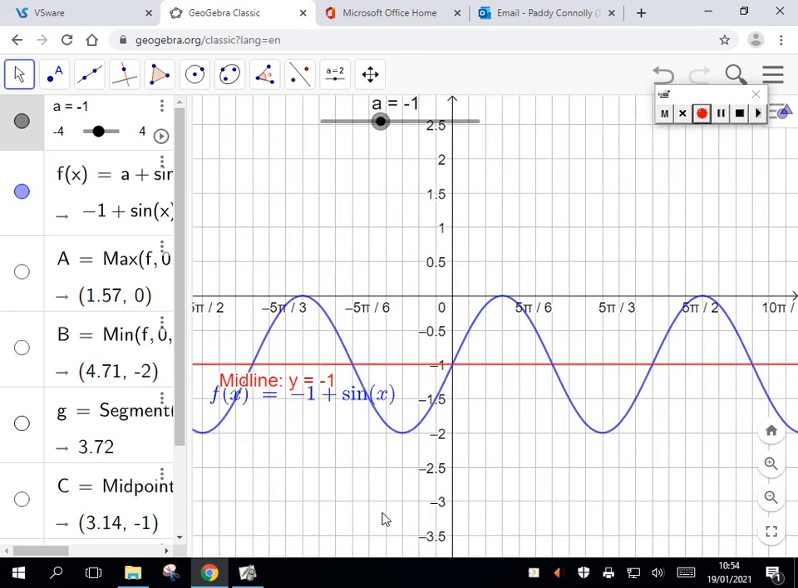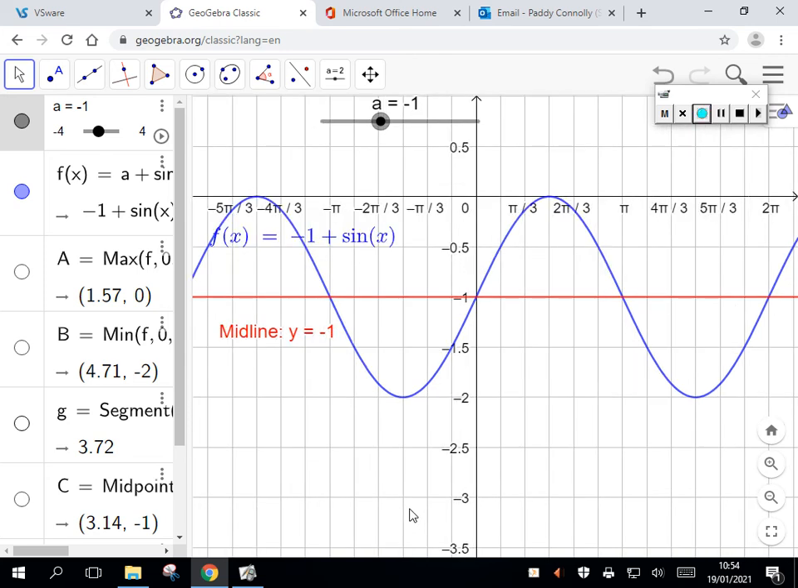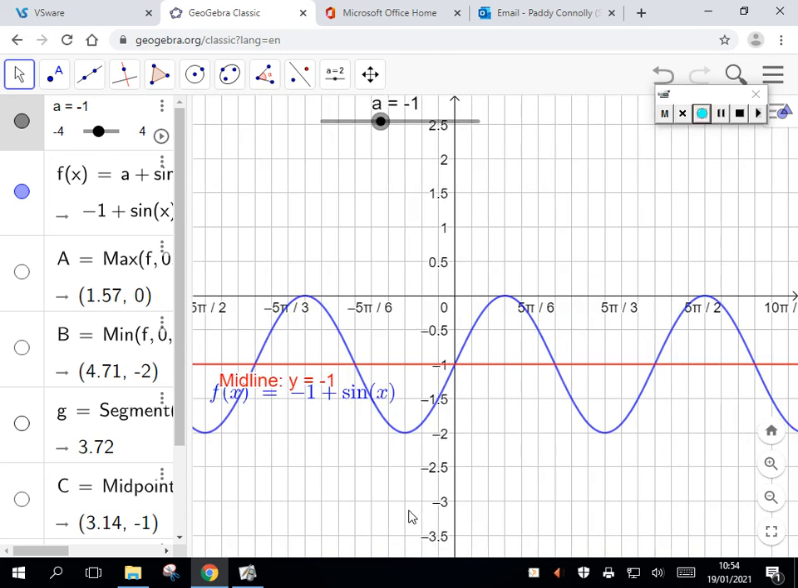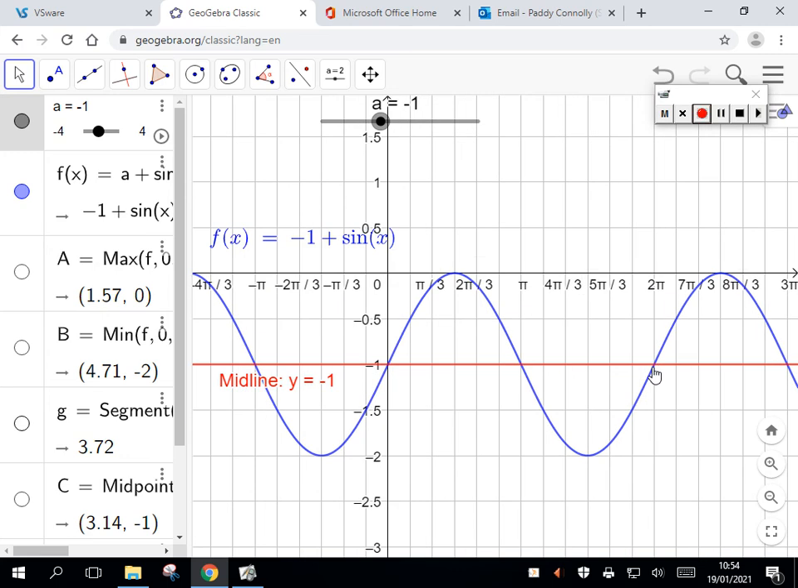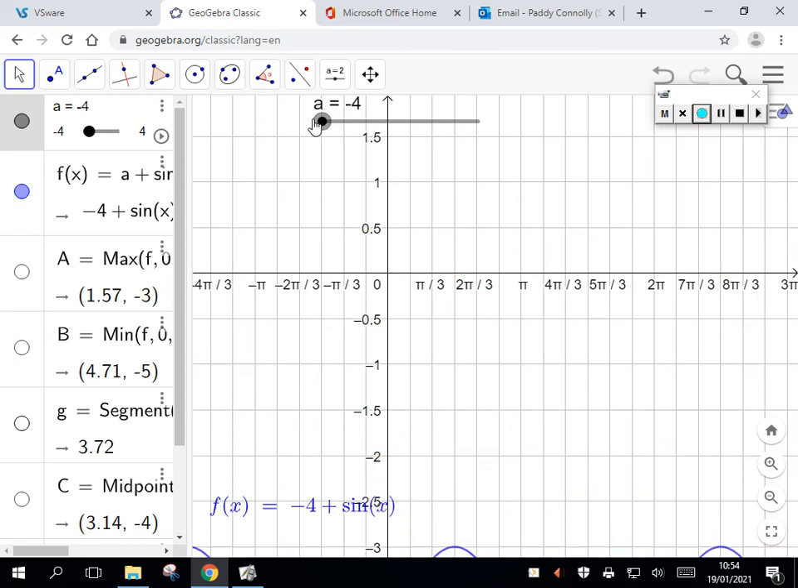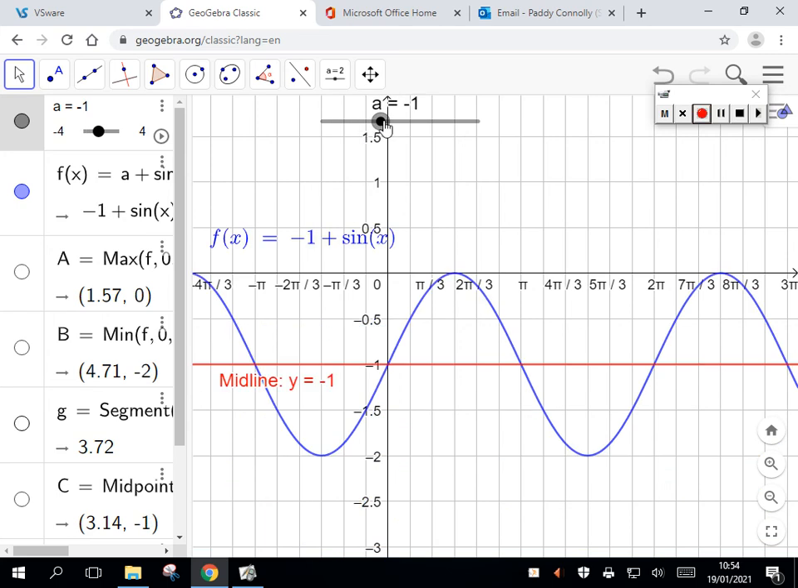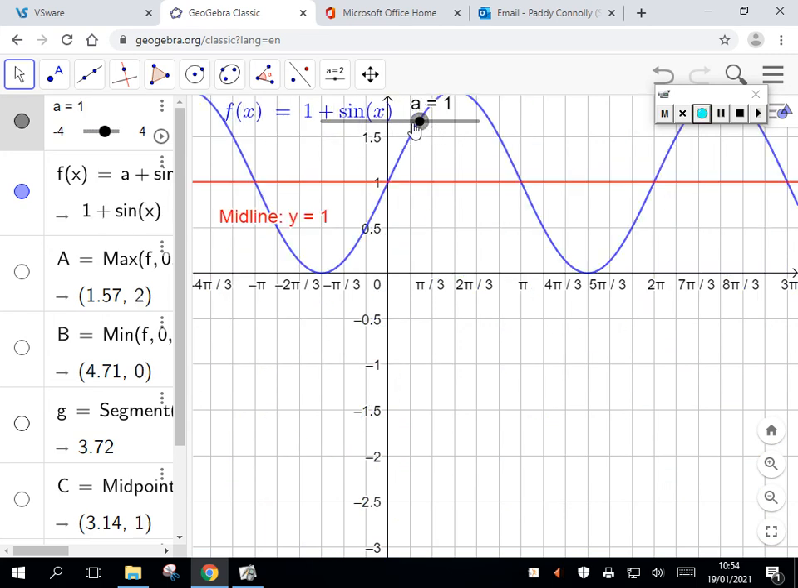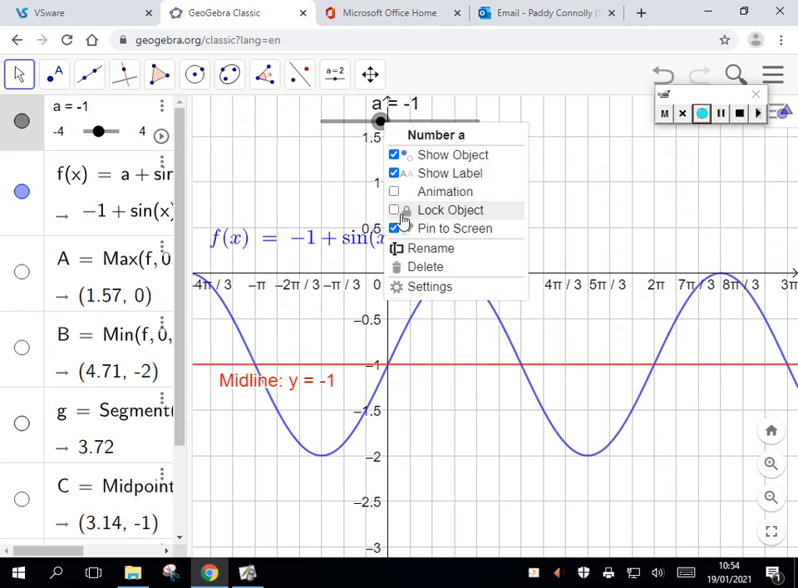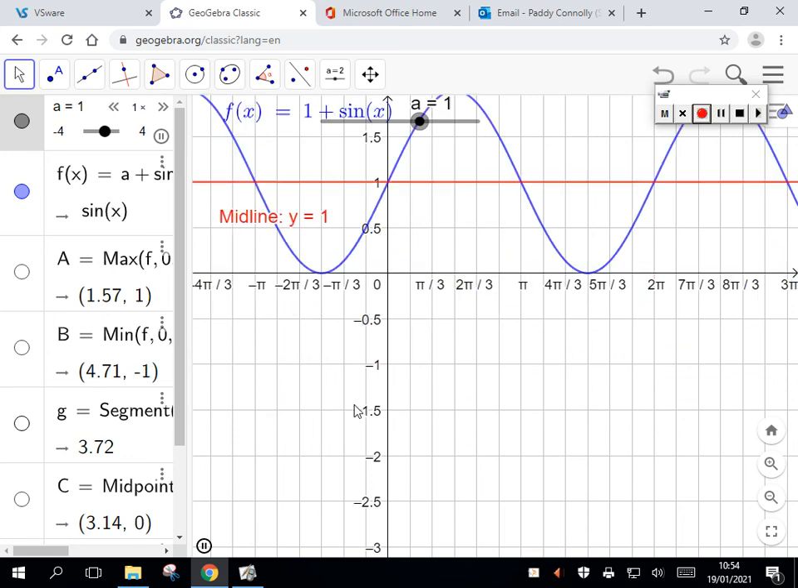Notice the main things are not changing. There's 2 pi, so the period is still 2 pi. The amplitude, the height of the function, is still 1 unit above the midline, but the range is changing because from here now, the range is going from negative 2 up to 0. So adding that constant outside to the function is causing a vertical shift, a vertical translation. Let me put on the animation, and you can see that.